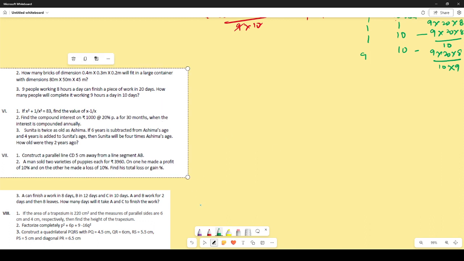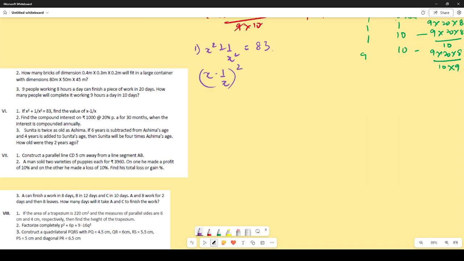If x square plus 1 by x square is equal to 83, find the value of x minus 1 by x. X minus 1 by x whole square is equal to x square plus 1 by x square minus 2. Because we have a minus sign over here, so here also we will have minus 2.